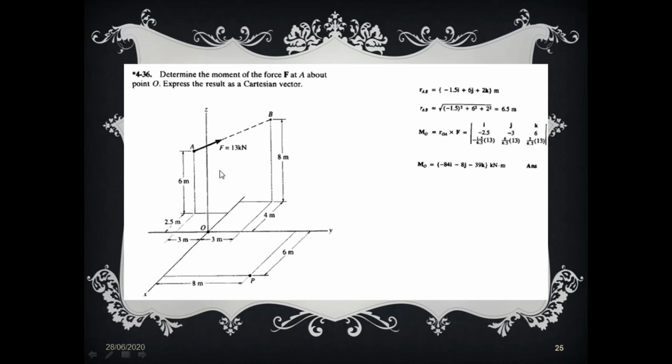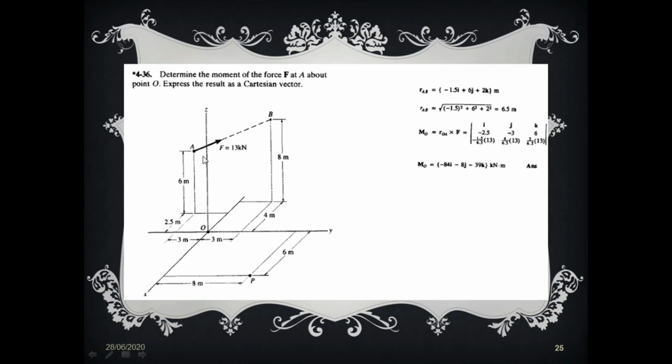Since they are giving the force in scalar form and are also asking the moment about O in Cartesian vector form, one thing we have to do differently from the previous numerical is convert this scalar force into a Cartesian vector force. The rest of the numerical is simply the same as the previous one. So what we do is, this is the origin, then we calculate the coordinates of A.